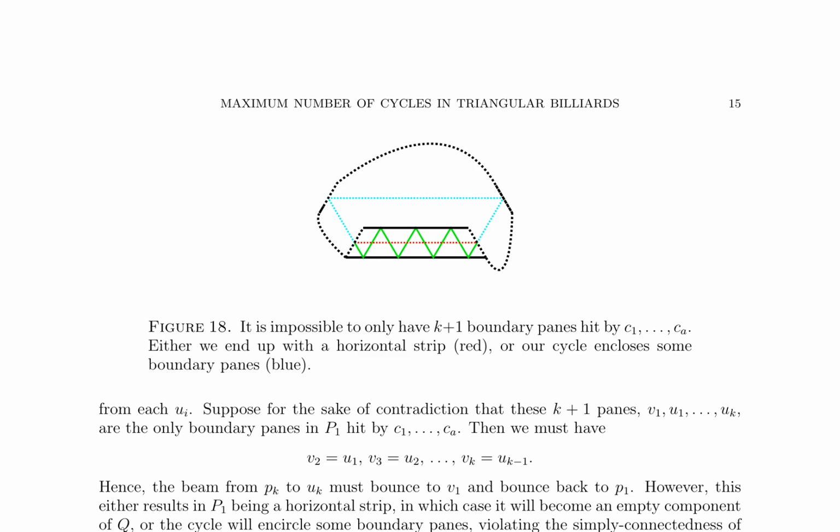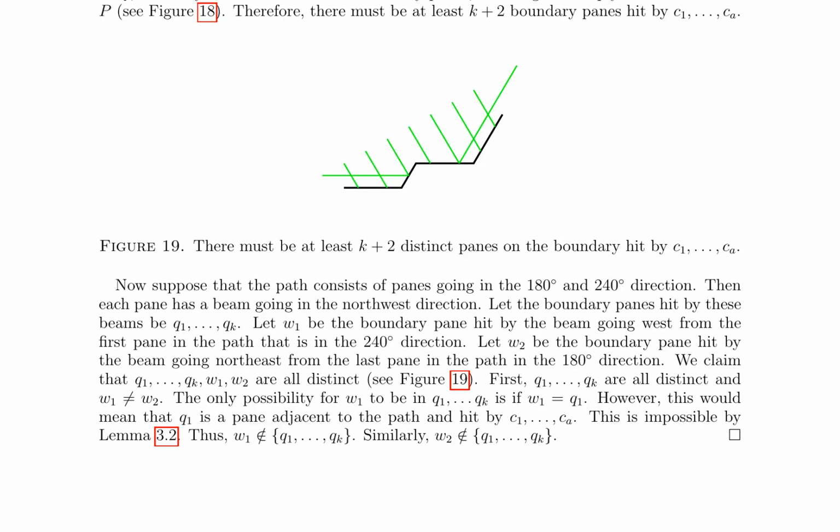The authors introduce chi to represent the boundary panes hit by these beams, and W1 and W2 to represent the boundary panes hit by the beams going west and northeast from the first and last panes in the path, respectively. Through Figure 19, they illustrate the impossibility of W1 or W2 being equal to any of the chi, thus establishing that all these panes are distinct.